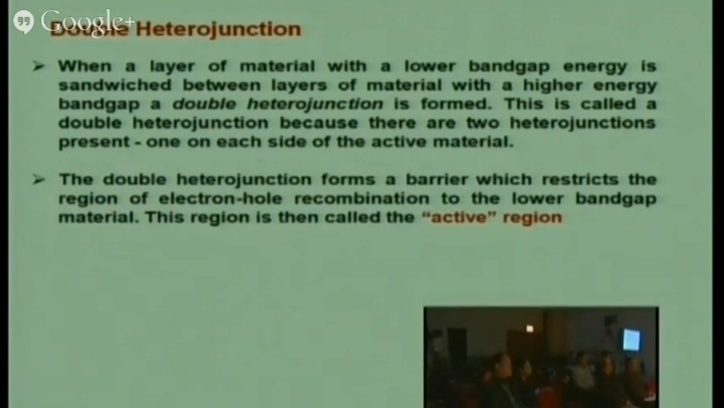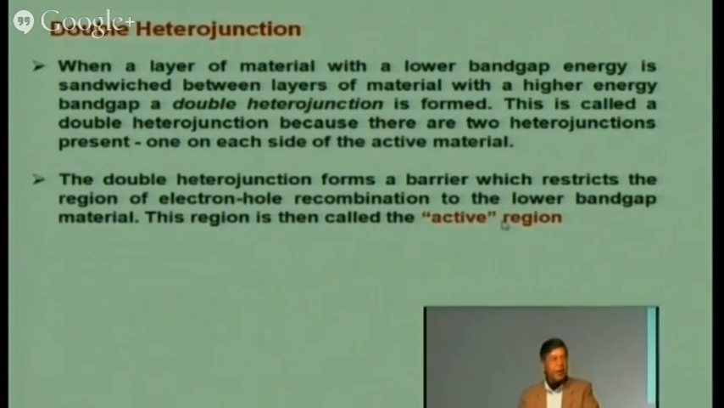When a layer of material with a lower band gap energy is sandwiched between material with a higher band gap energy, a double heterojunction is formed, right? This is called a double heterojunction because there are two heterojunctions present, one on each side of the active material. The double heterojunction forms a barrier which restricts the region of electron-hole recombination. Basically, we want the electron-hole recombination to be confined, so that the light output coming out is also confined within that different refractive index profile. This region is called the active region.